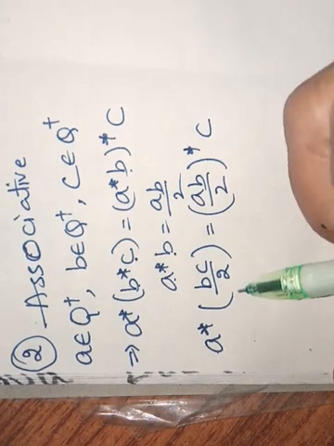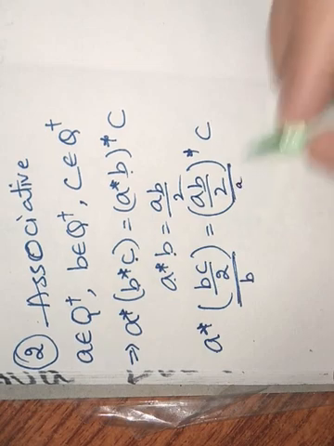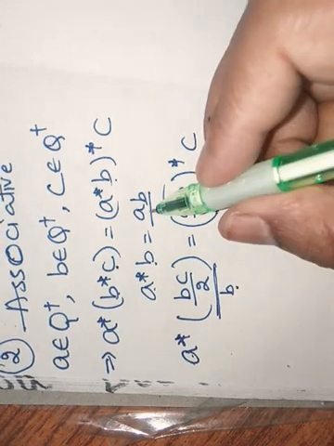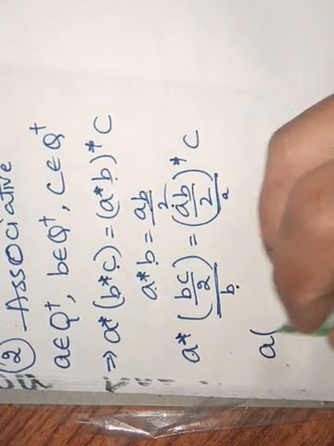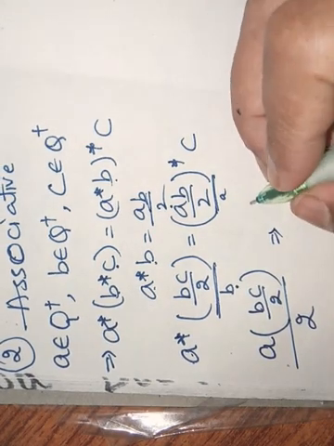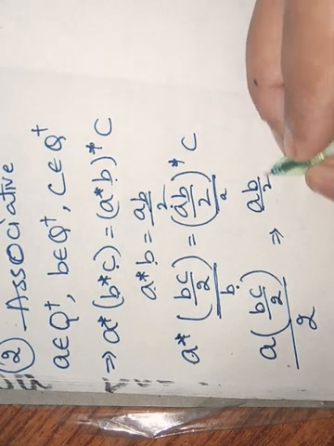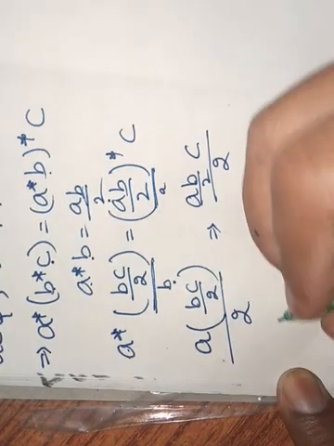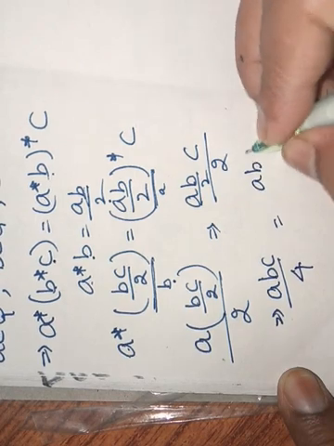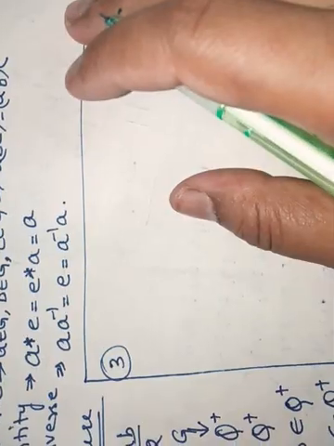Now think that this whole term is B and think that this whole term is A. We have to convert it into the formula. So now A star B will be AB by 2. So A, what is B? B is BC by 2, is equal to, here also the same, AB by 2 times C by 2. That is, I can write ABC by 4 is equal to ABC by 4. Hence, the associative property is satisfied here.